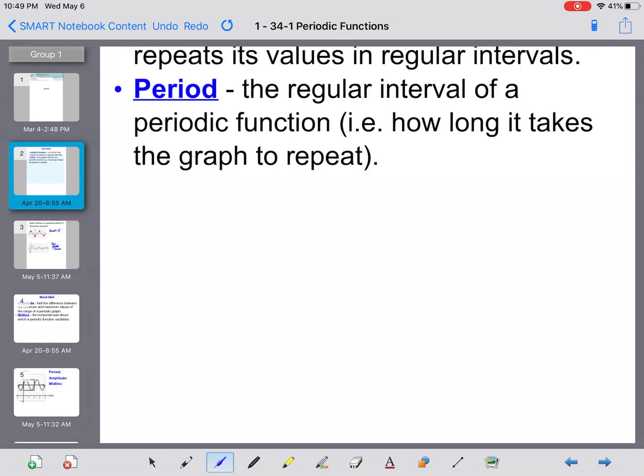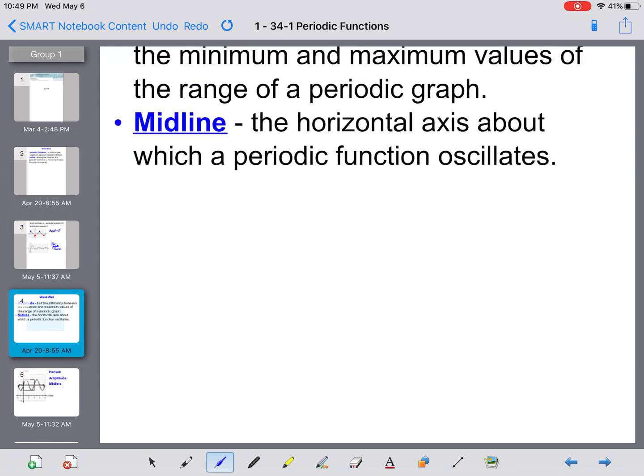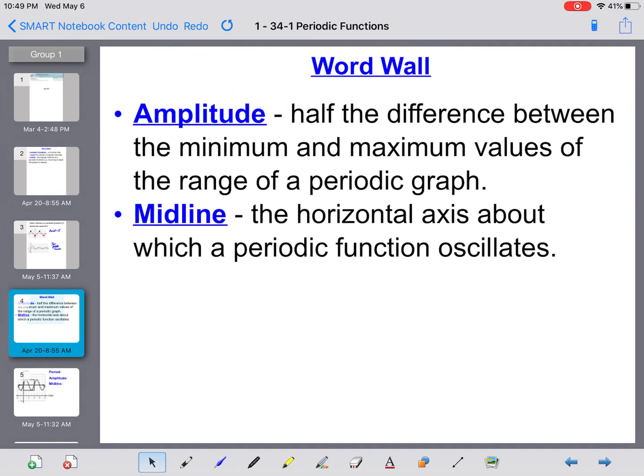So today our biggest goal is going to be identifying whether a function is periodic or not, identifying the period, which we just did, and then two other things. Two more things for the word wall. Amplitude: the amplitude is half the difference between the min and max values of the range of the periodic graph.